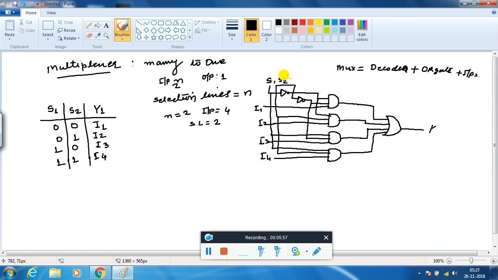So this is the difference, and this is the addition to the decoder. It is an extended circuit of the decoder: when we put in the inputs as well as the OR gate, it becomes the multiplexer. So this is the multiplexer circuit, and it is a combinational circuit again.